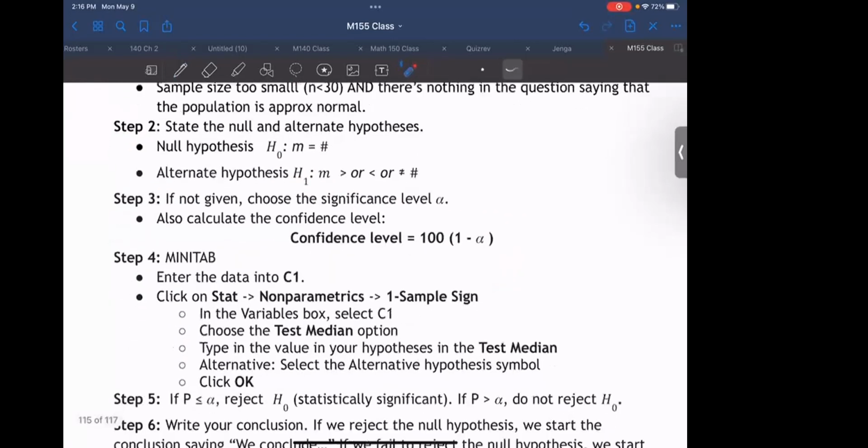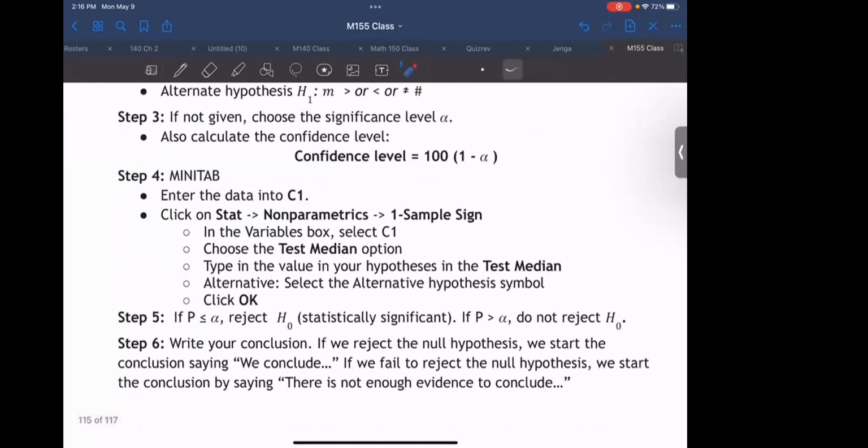Make sure you do that. In Minitab, you basically follow the directions, get to the one-sample sign test, and plug things in. Step 5, decide if you reject or fail to reject. And step 6, write your conclusion.